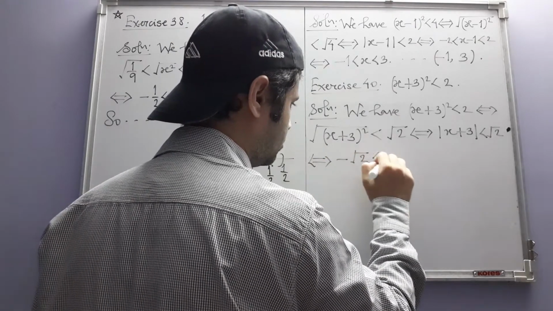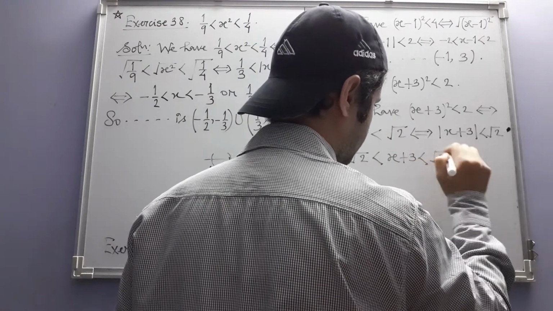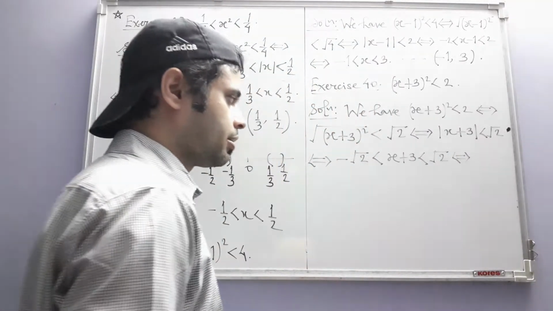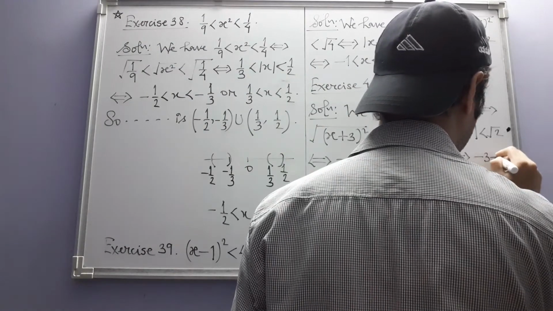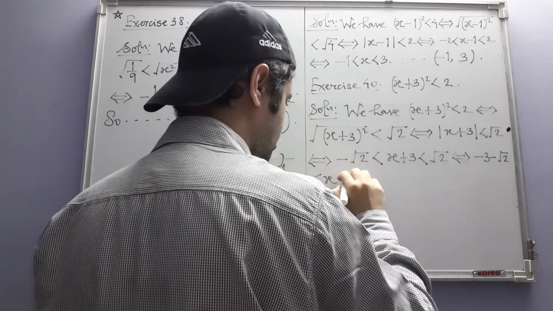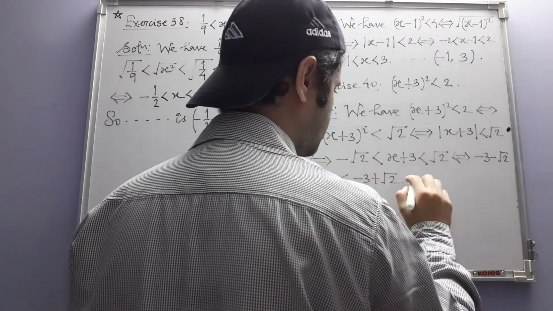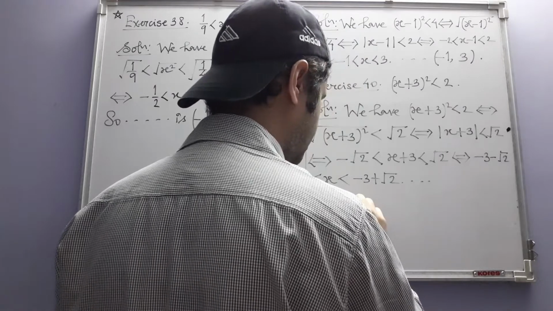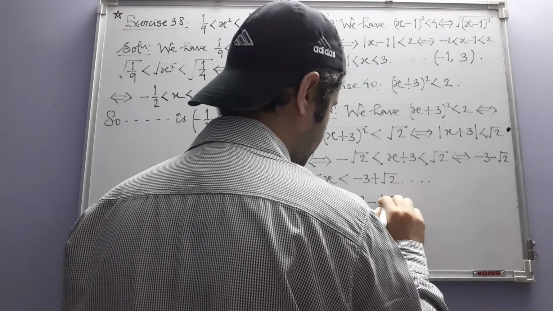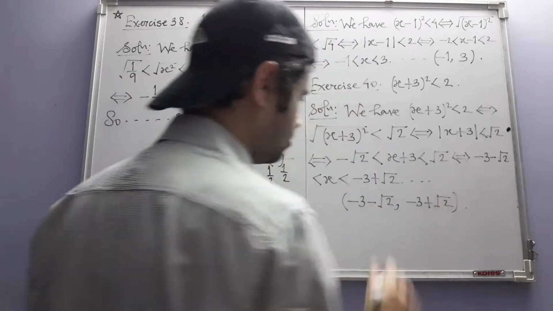Minus square root of 2 is less than x plus 3 is less than square root of 2, if and only if we subtract 3 from all the terms. That gives us minus 3 minus square root of 2 is less than x, and this is less than minus 3 plus square root of 2. So here the solution set is, let me write here, minus 3 minus square root of 2 comma minus 3 plus square root of 2.